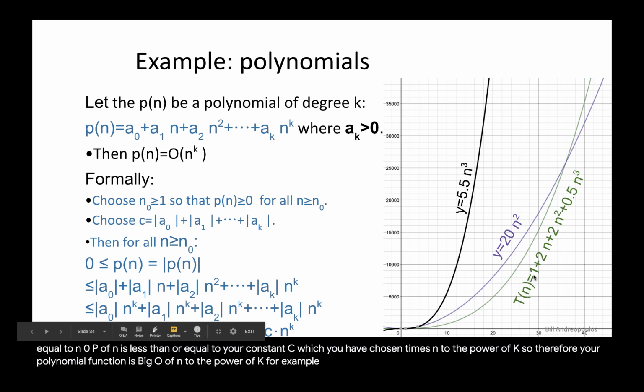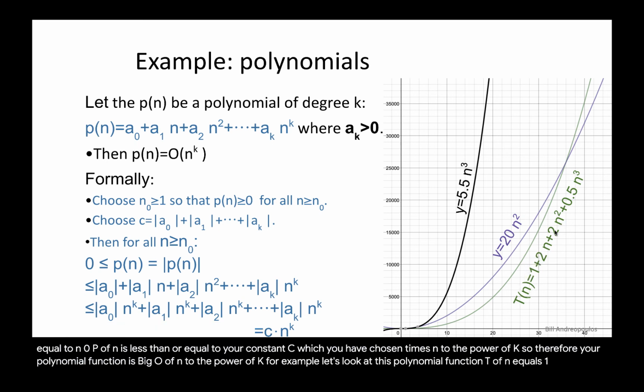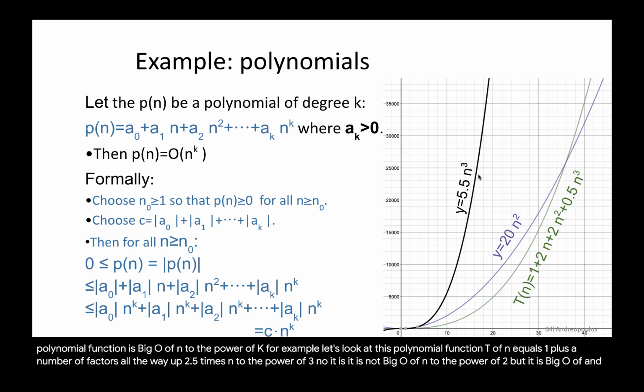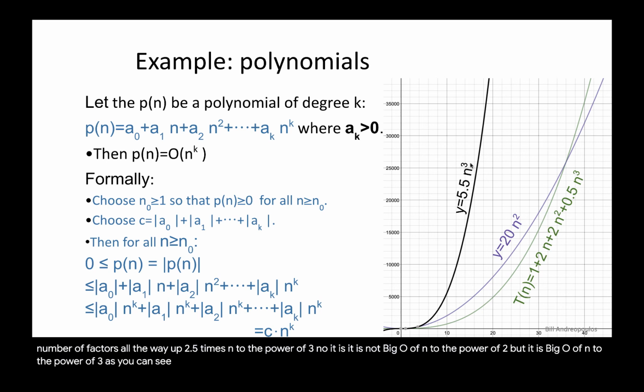For example, let's look at this polynomial function, t of n equals 1 plus a number of factors all the way up to 0.5 times n to the power of 3. Then it is not big O of n to the power of 2, but it is big O of n to the power of 3. As you can see, n to the power of 3 is an upper bound for your polynomial function when you go to high values of n.